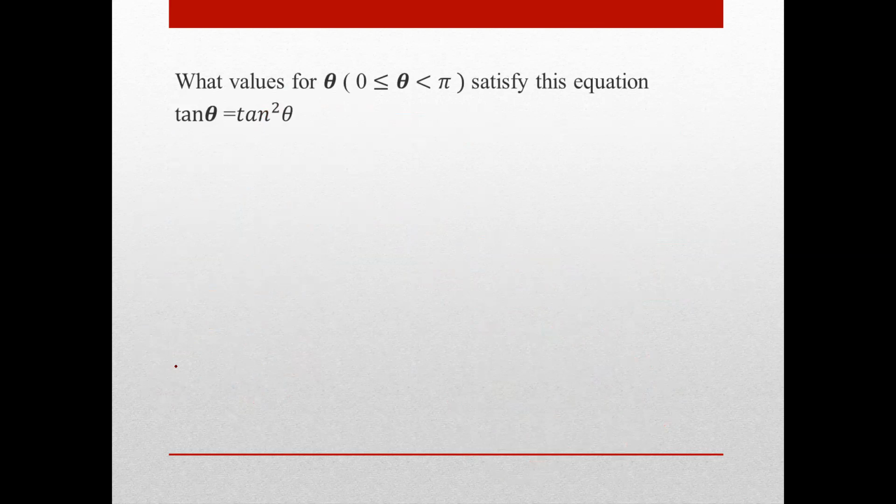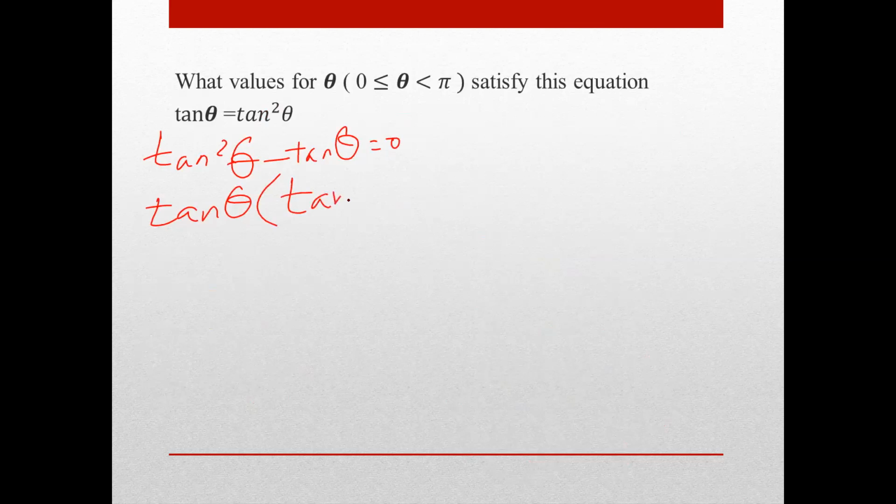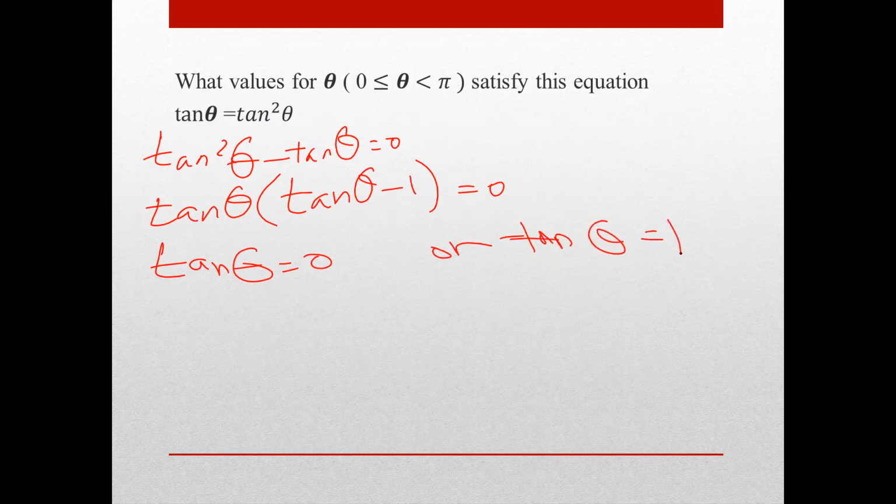Let's look here now. Tan theta is equal to tan squared theta. So tan squared theta minus tan theta is equal to 0. Can we take tan as a common factor? Yes, take tan as a common factor. So we will have tan theta times tan theta minus 1 equals 0. So tan theta is 0 or tan theta is 1.